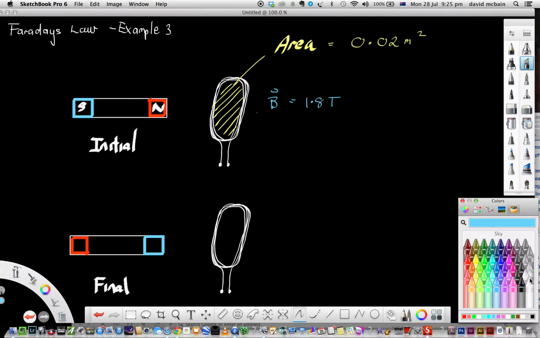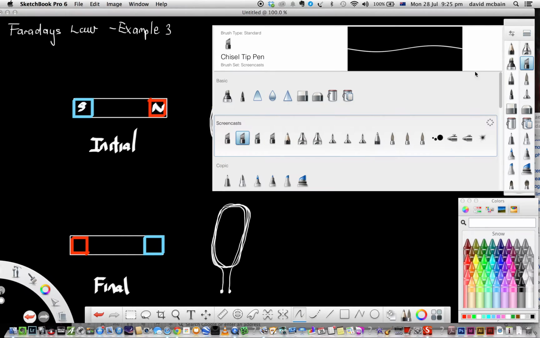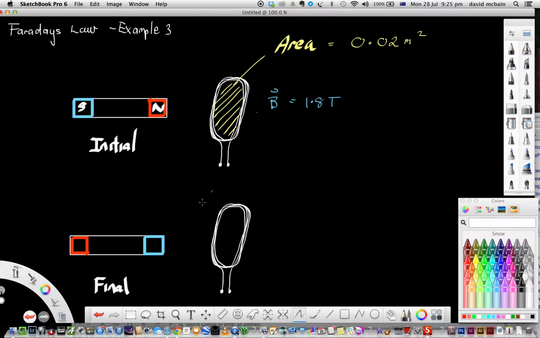So what's actually happened is that our magnet has spun around and done a complete 180. So this is now north and this is south. The amount of time that it took to do that 180 spin, the time, equals 0.01 second. So it spun pretty fast. What we want to work out is the average EMF induced in the coil between this state and this state.